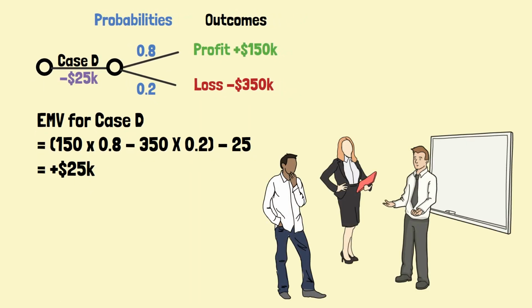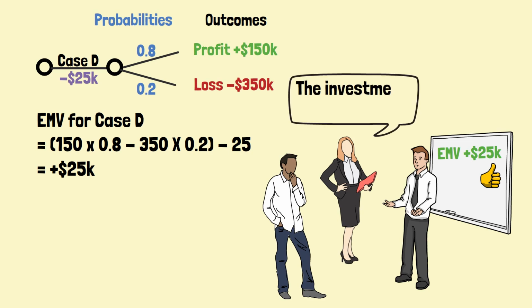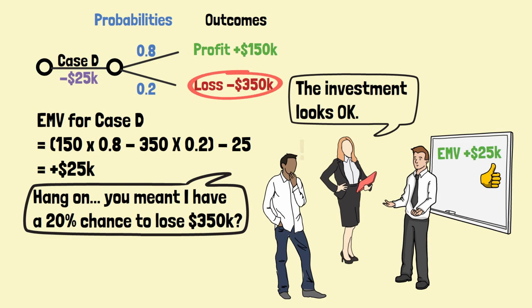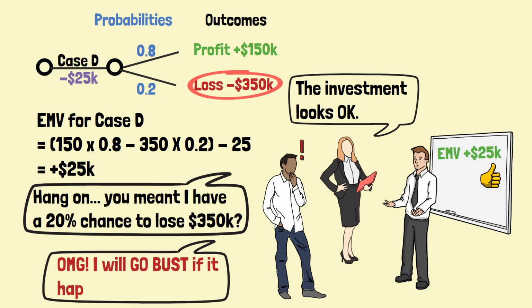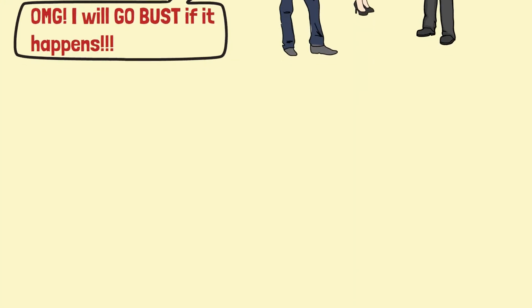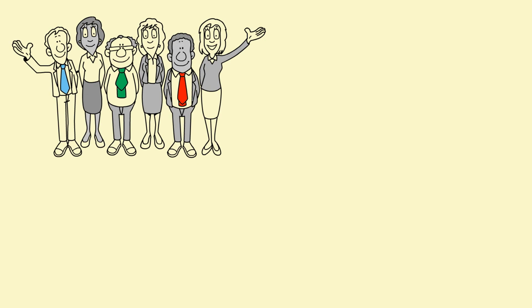If John is only informed the EMV, without understanding the potential loss, he may get the impression that the investment is commercially feasible. But he will have a 20% chance, or the frequency of 1 in 5, of losing $350,000. When it happens, he may go bust if his financial position is not strong enough to withstand the impact. A solution to overcome this will be incorporating probabilistic analysis into the decision tree, and this will be explained in the future video.